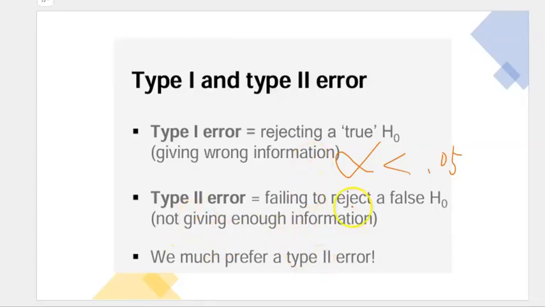A type 2 error is when you should have rejected your null hypothesis. In fact, this is good news, because the research result means that there is significance, but we didn't know about it. We made the error: we accepted the null hypothesis, but it was not a good one. That's why we much prefer the type 2 error, because in reality there is significance.